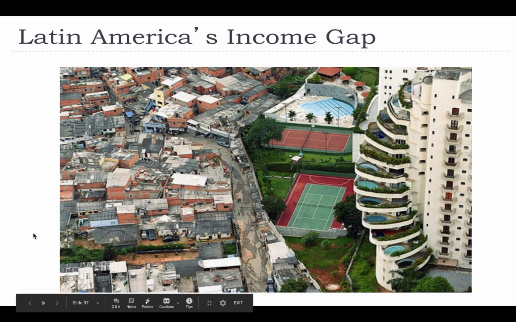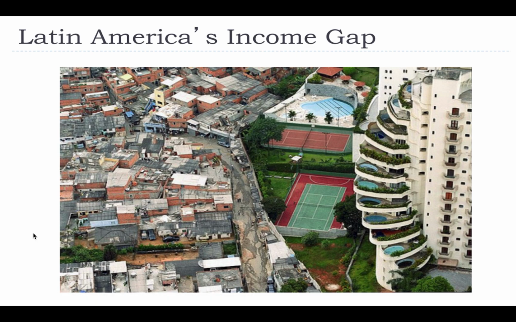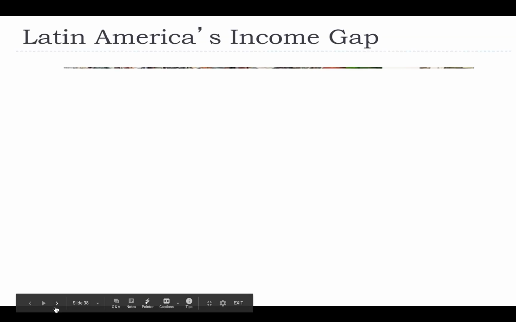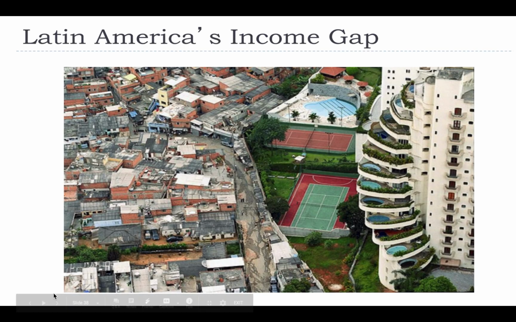We can see the disparity of Latin America, or the economic gap. Favelas would be common, poor makeshift housing that's found in Brazil, and then high income housing with their recreational activity. And again, income gap.